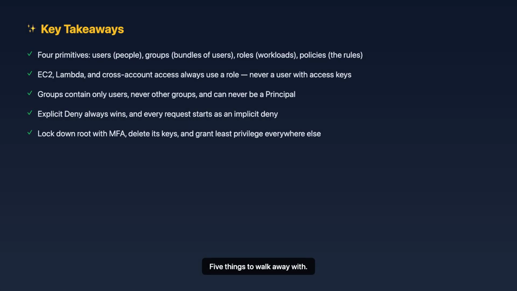5 things to walk away with. The 4 primitives: users for people, groups to bundle users, roles for workloads, and policies as the rules. EC2, Lambda, and cross-account access always use a role, never a user with access keys. Groups contain only users, never other groups, and can never be a principal. Explicit deny always wins, and every request starts as an implicit deny. And finally, lock down root with multi-factor authentication, delete its access keys, and grant least privilege everywhere else.